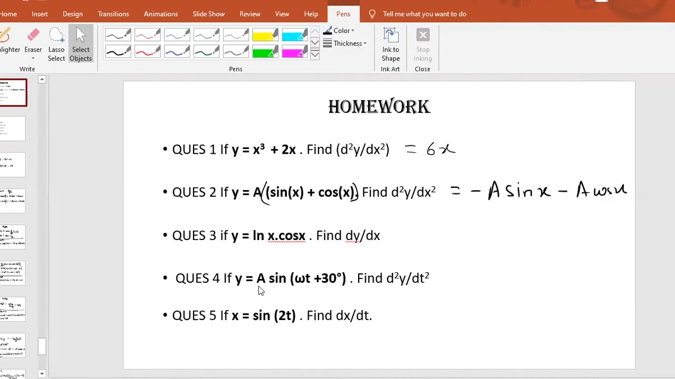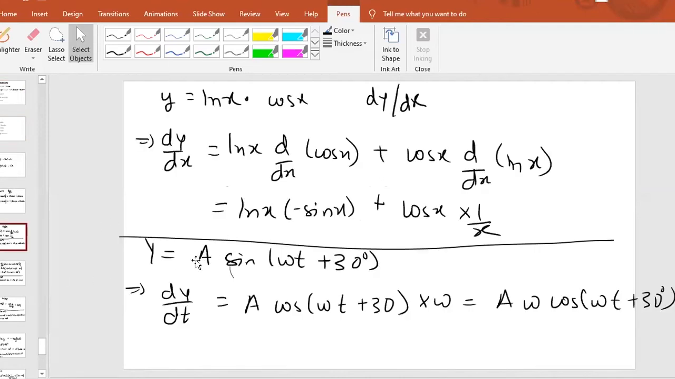Question number 4, it is a sin omega t plus 30 degree. We have to find dy by dt. Here, this is one function, omega t is another function, so it is a function of x. First differentiate the sine function to get cos, then write whatever is inside the bracket, that is omega t plus 30.